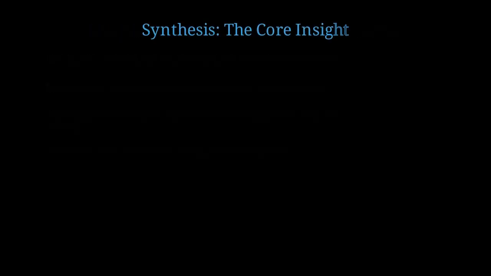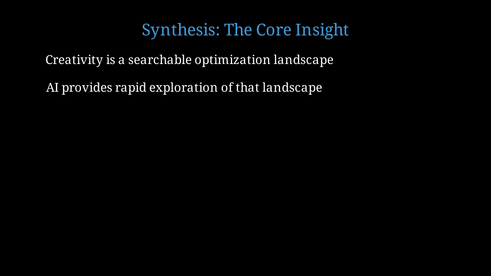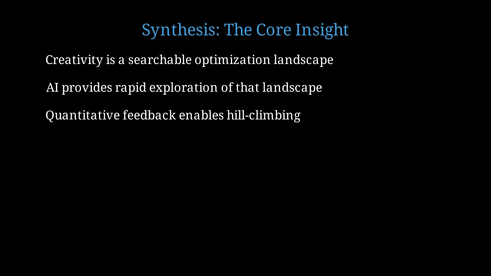Let me synthesize the core insight that makes this entire system work. Creativity is a searchable optimization landscape, not pure magic. There are regions of idea space that are objectively more valuable than others, given specific constraints and goals. Artificial intelligence provides rapid exploration of that landscape. It can sample diverse regions quickly, something human brainstorming struggles with due to cognitive biases and limited working memory. Quantitative feedback enables hill climbing. We can iteratively move toward better regions of the landscape by following the gradient of increasing scores.